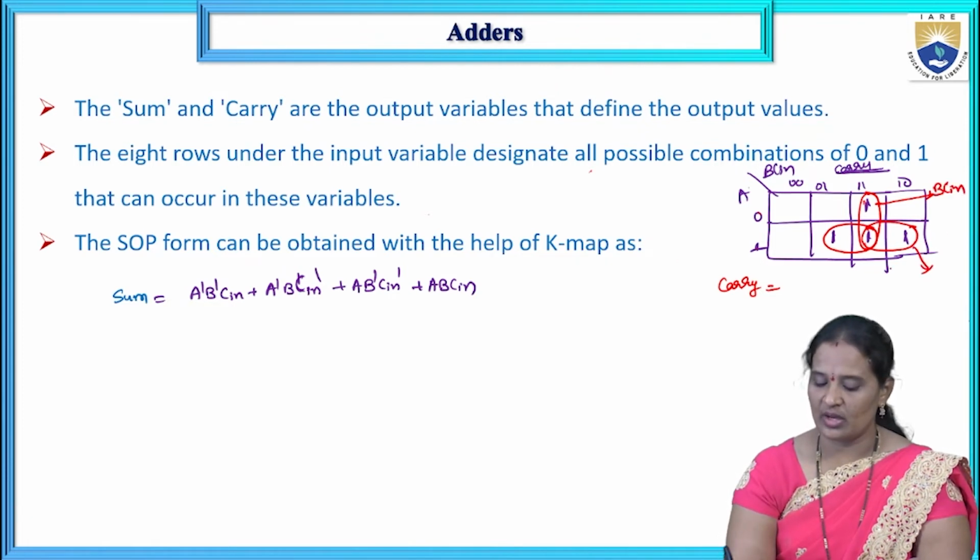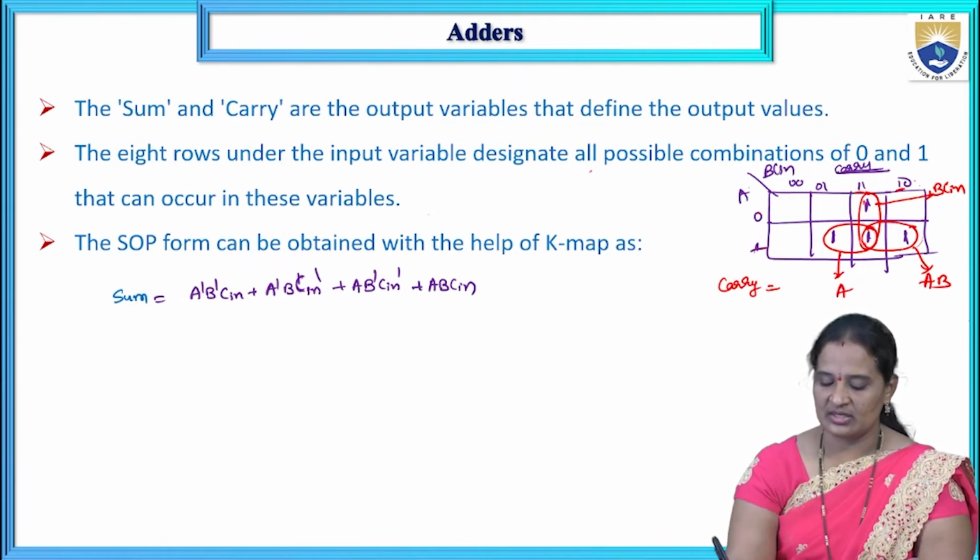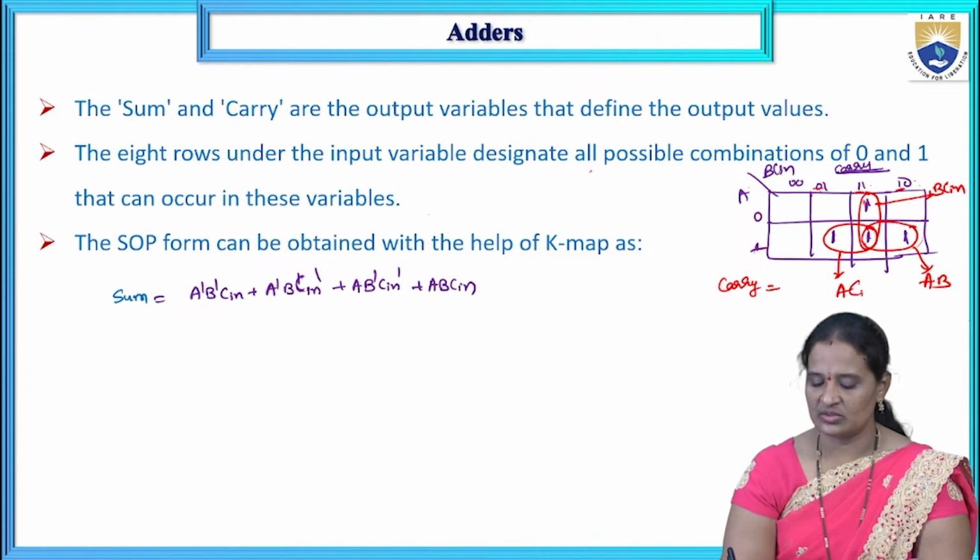And coming to this one, A value is common for both of these cells, so consider A. Next, for these two cells, B value is common, whereas C value is varying, so consider only B. Now for this one, A value is common for both of these cells, so consider A, whereas B value is varying and C in value is common, so C in.